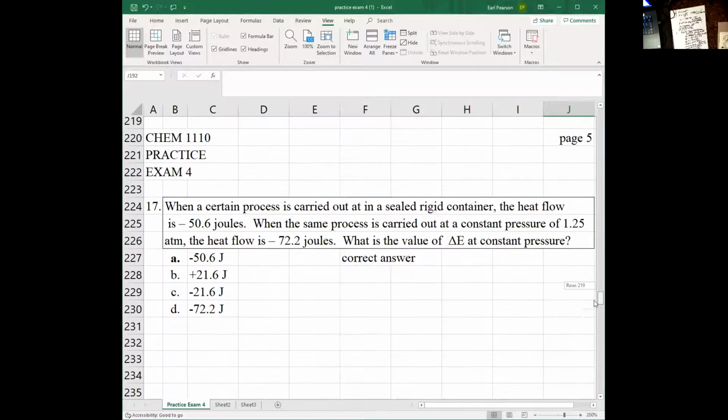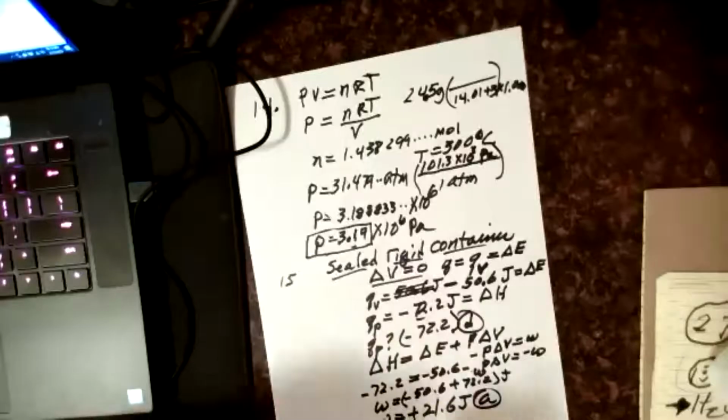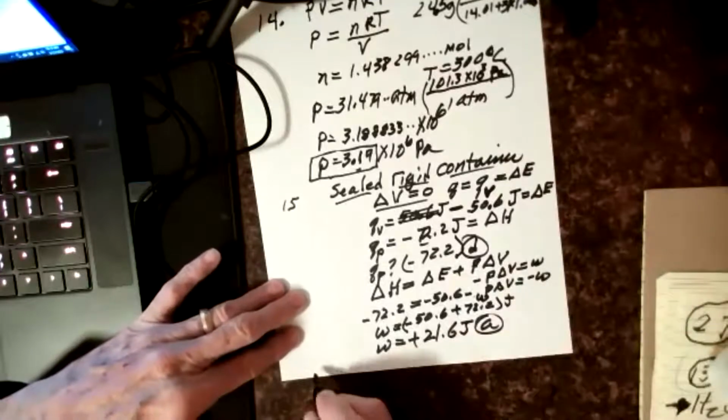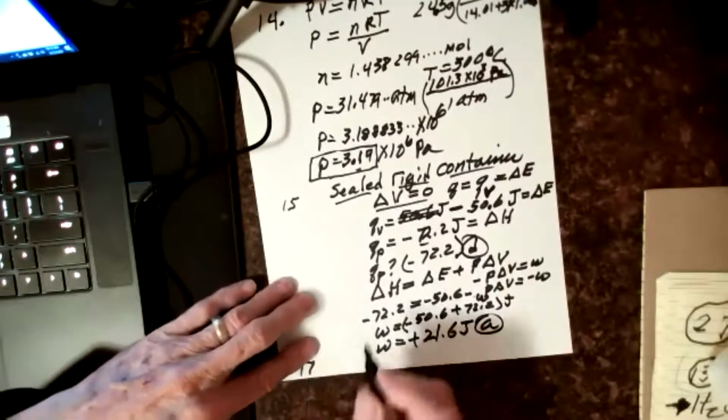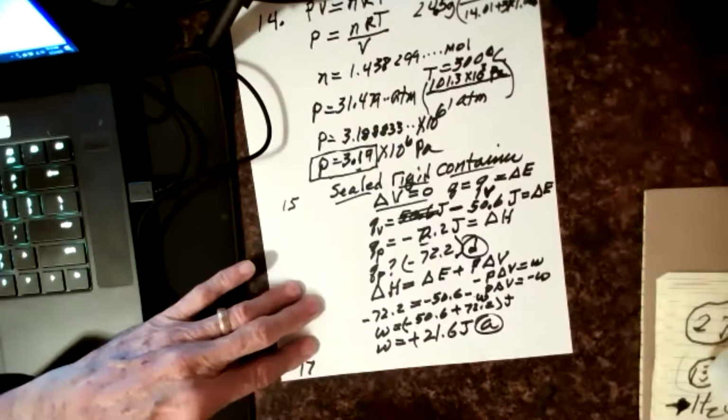Now ready for number 17. Same set of data, but we want to know what delta E is. Well, since we've already got stuff here, I'm just going to go on the bottom of my sheet right here and we can write the answers down, because for number 17, we've got the same data, but we want to know what's the delta E.